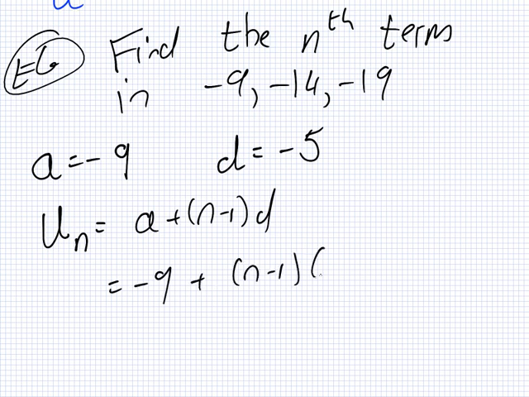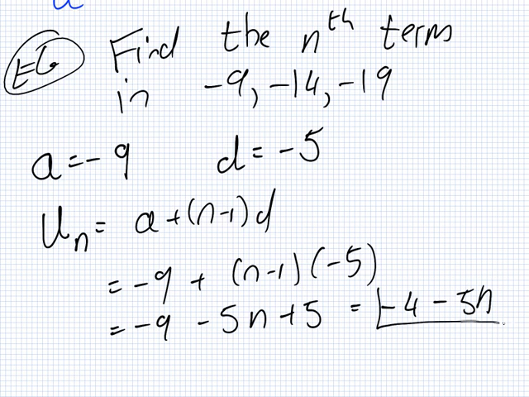(n minus 1) times -5. Now we need to clean this a little bit. This is -9 minus 5n plus 5. Yeah, which is, what's that, -4 minus 5n. And this is the answer. Let's check that the answer works. If I put n equals 1, then do I get -9? I do. Yeah. So that's correct. If I put n equals 2, -4 minus 10 is -14, correct? If I put n equals 3, I get -4 minus 15, which is correct. So this is right then. So this is for the nth term.